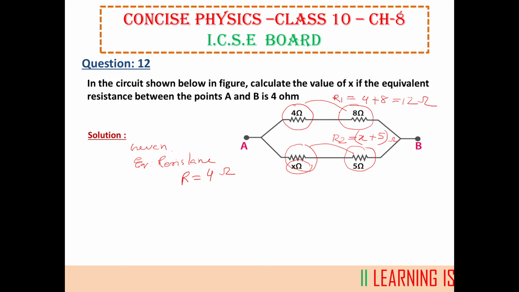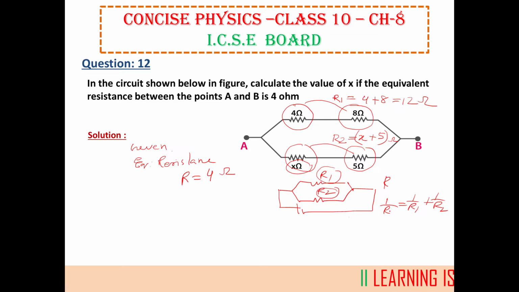Again R1 and R2 are in, again R1 and R2, if this is R1, this is R2, they are in parallel. So if the equivalent resistance of these two is R, we can write 1 by R equal to 1 by R1 plus 1 by R2.